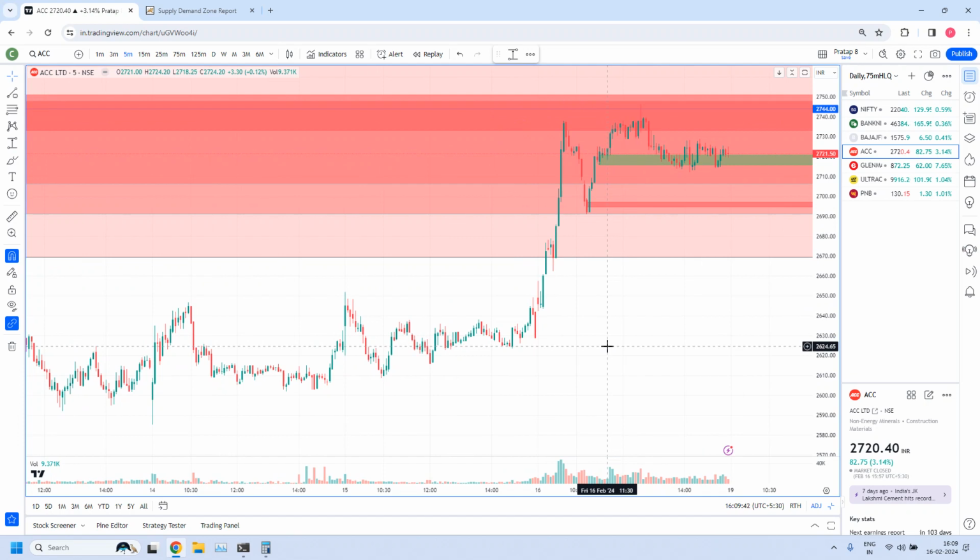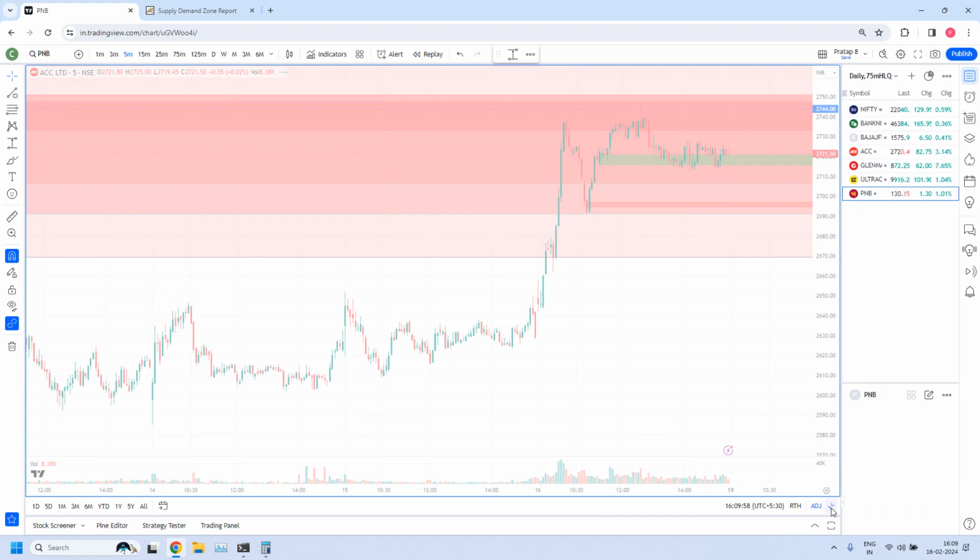Okay, but you might have missed ACC, but you would have got a trade in another stock today. And that stock is Punjab National Bank. It is a 75-minute zone.